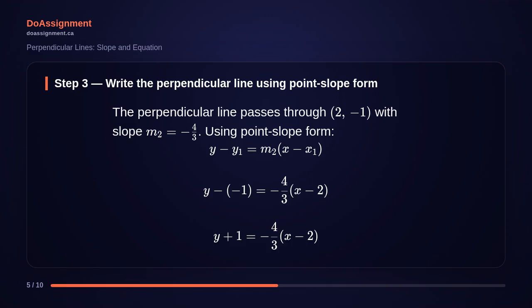Now we build the equation of the perpendicular line. We know its slope is -4/3 and it passes through the point 2, -1. Plugging into point slope form gives us y plus 1 equals -4/3 times the quantity x minus 2.